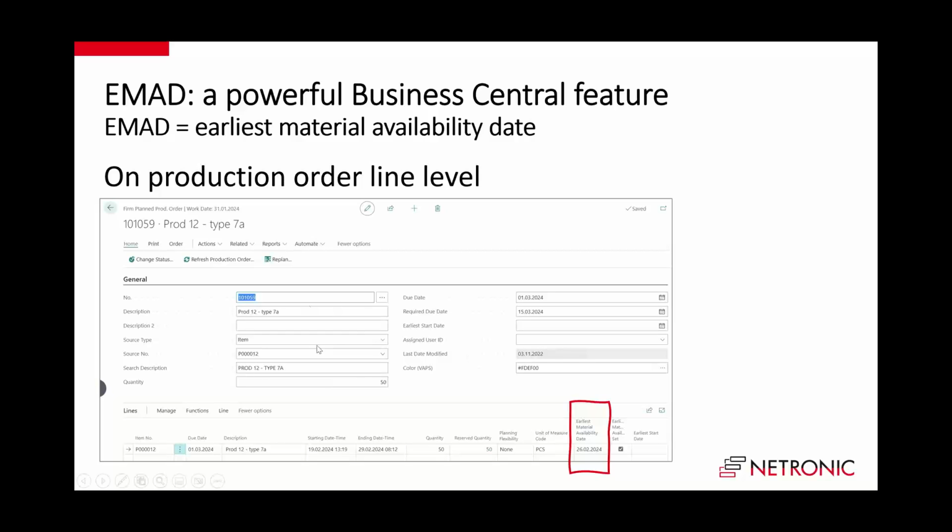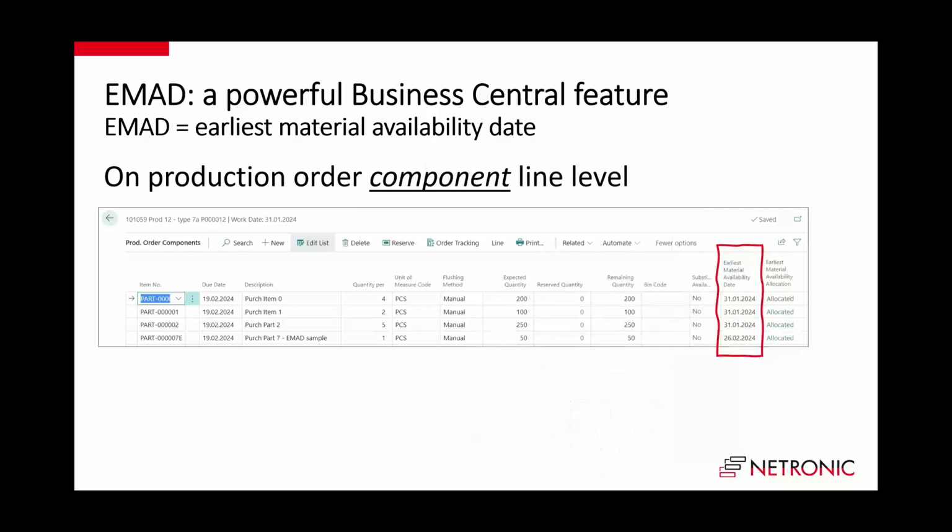And then we said, okay, how to get the earliest material availability date for a production order line? Well, this should be determined by all the components that I need to make this item. So here I have the item, I'm producing the item number 12. And for that item, of course, I will require some components. So actually what should drive this earliest material availability date on the production order line level is the material availability on the component line level. So now I drilled down one level from that production order line into the production order component lines.